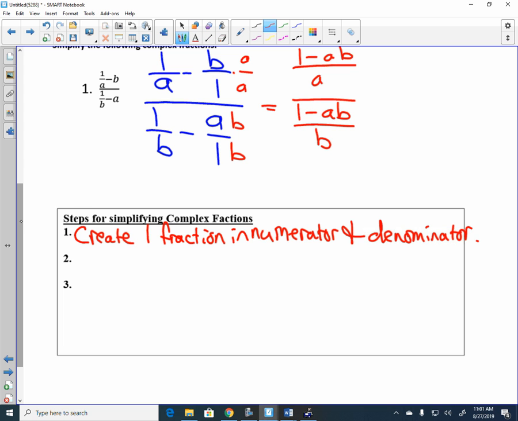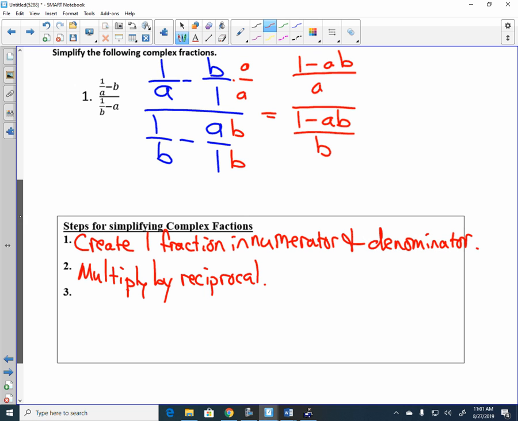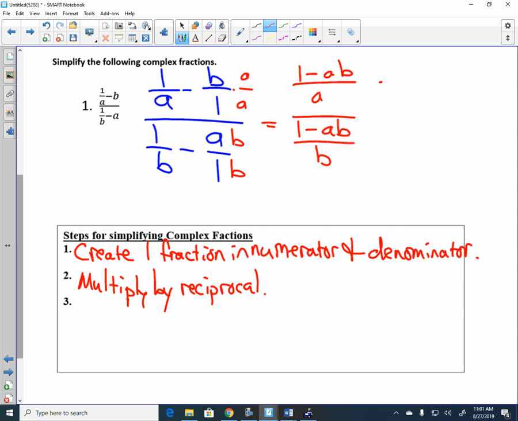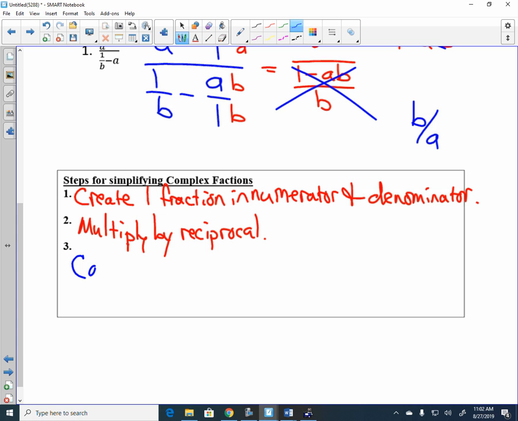Anybody know the second step? Multiply by reciprocal. That's how I show my work. See, the 1 minus ab's will cancel. And you get b divided by a. So the third step is to cancel and simplify. Is that straightforward enough? Okay.